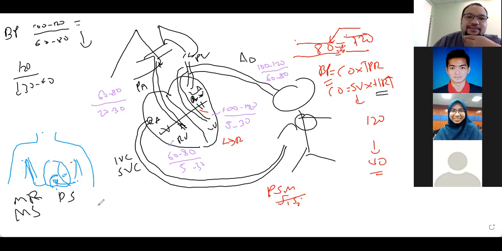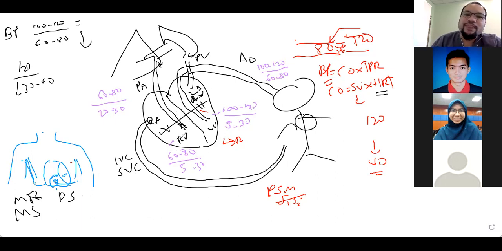PS. PS systolic ke diastolic? Systolic. Kenapa systolic? Sebab blood pump up from the ventricle. Sebab sepatutnya daripada ventricle, dia senang jalan ke PA. Sekarang ada obstruction. Bila ada obstruction, dia akan cause turbulent flow lah. Create turbulent flow. Bila create turbulent flow, sebab tu dia dapat systolic type of murmur.